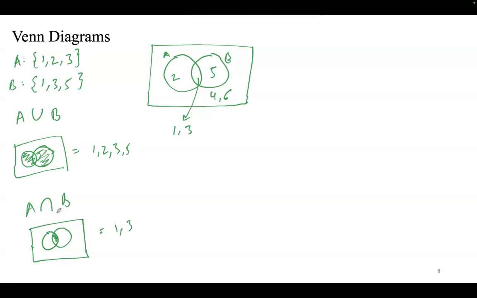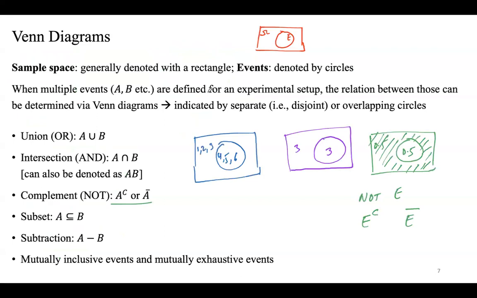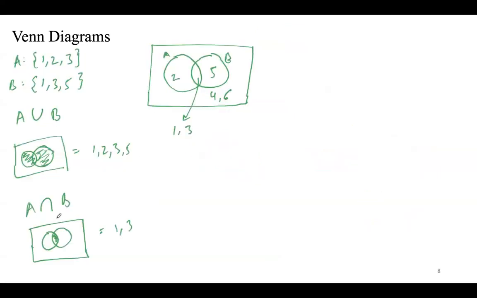But intersection, on the other hand, you need to use the word and. So it needs to be present in all the events that you're talking about. And of course, you can draw these Venn diagrams for more than 2 sets. It's easy to depict with 2, but you can draw with more than 2 also. We've already talked about complement. A few other things, subset and subtraction.